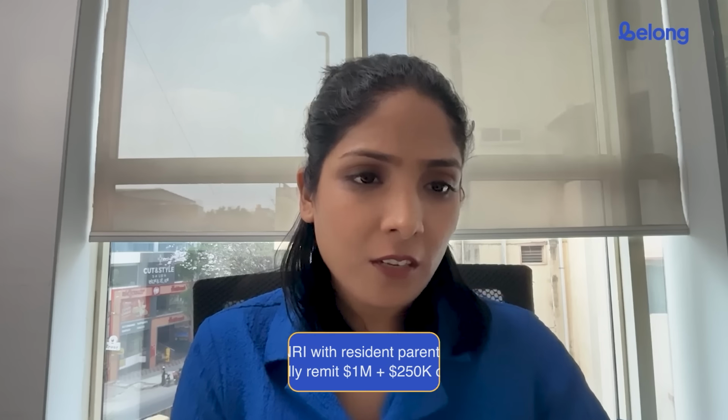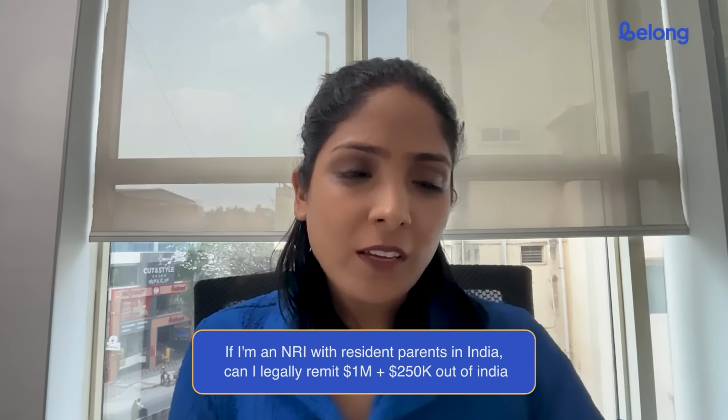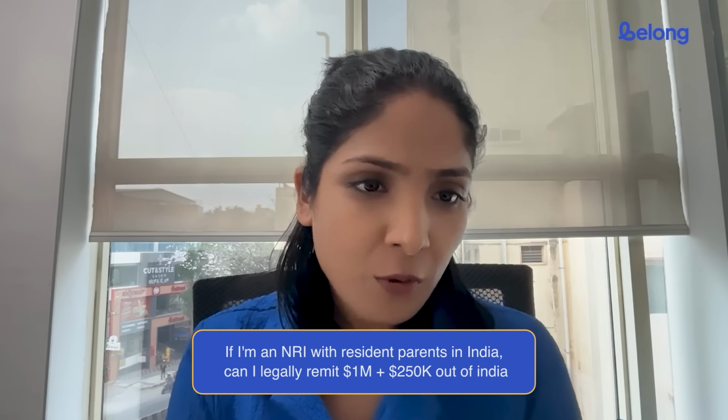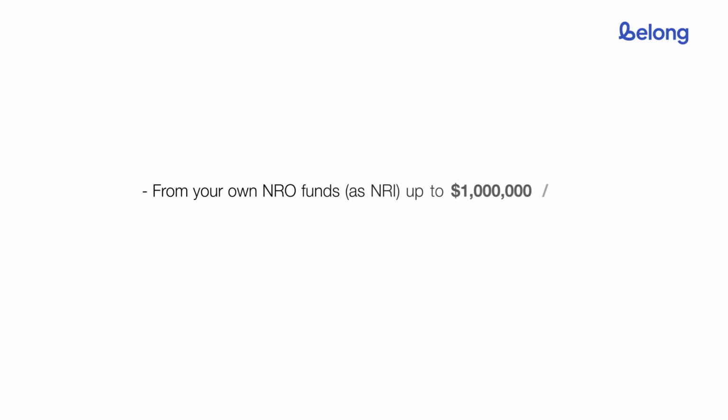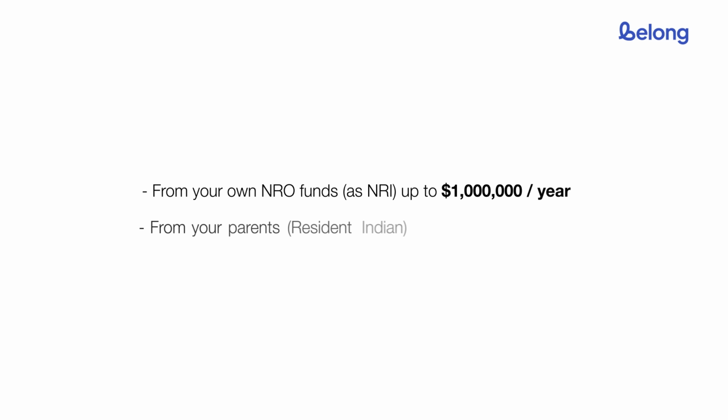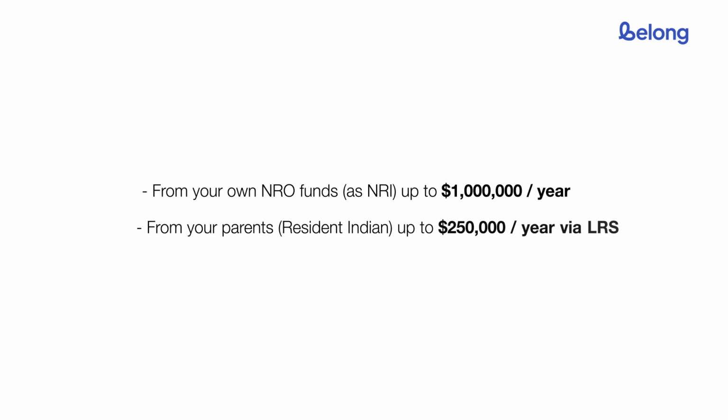Okay. Got it. So let's say, if I want money out of India, then my parents are resident Indian and I am NRI. So I can get like a 1 million plus 250K out of India. Yes, exactly. So from your own funds, $1 million is yes. And from their funds, from their PAN, if they are transferring it to you, then $250,000 is yes.